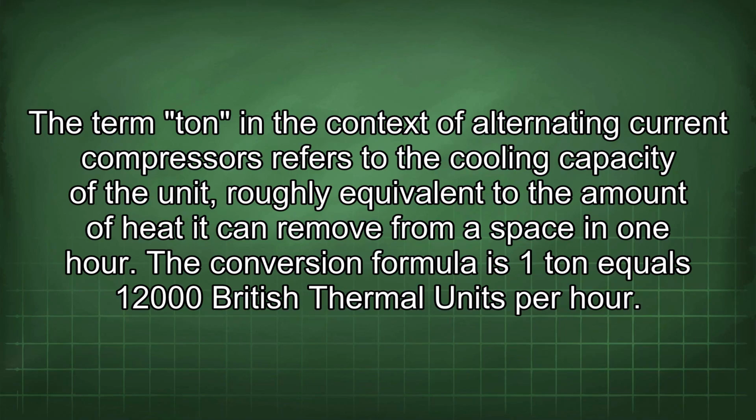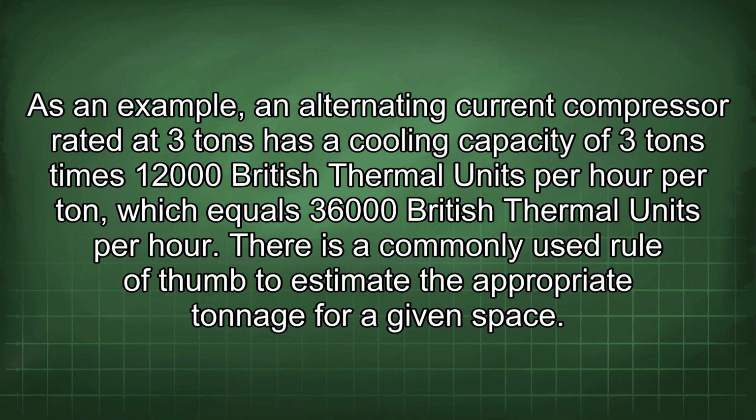The term ton in the context of air conditioning compressors refers to the cooling capacity of the unit, roughly equivalent to the amount of heat it can remove from a space in 1 hour. The conversion formula is 1 ton equals 12,000 British thermal units per hour. As an example, an air conditioning compressor rated at 3 tons has a cooling capacity of 3 tons times 12,000 British thermal units per hour per ton, which equals 36,000 British thermal units per hour.